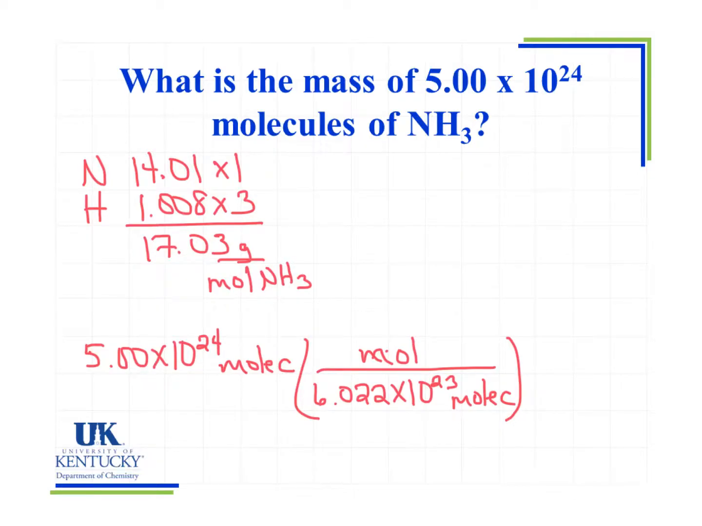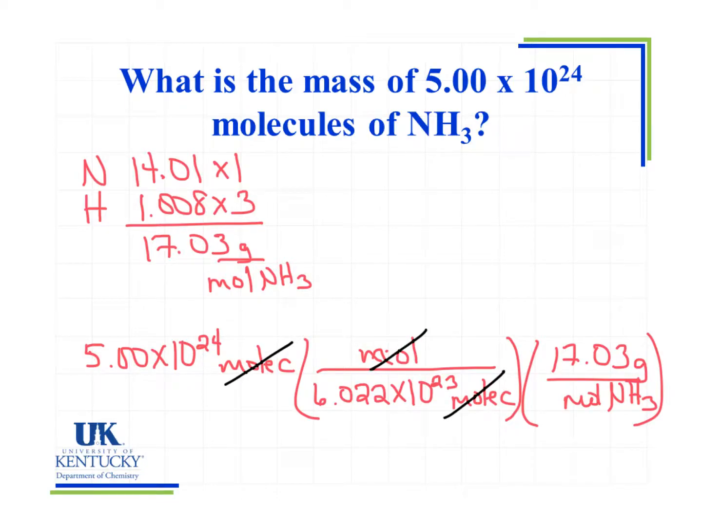Now we can use our molar mass, which is 17.03 grams per mole of NH3, because I need to make sure all my units are canceling out. So I see molecules cancels with molecules, moles cancels with moles, and the units I'm left with are grams of NH3. And so when I do the calculation, what I end up with is 141 grams of NH3.